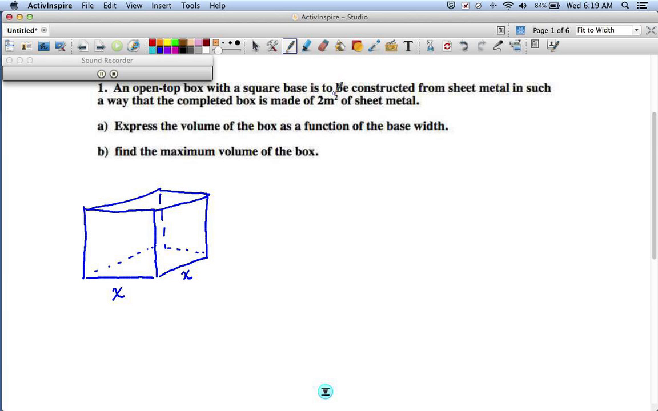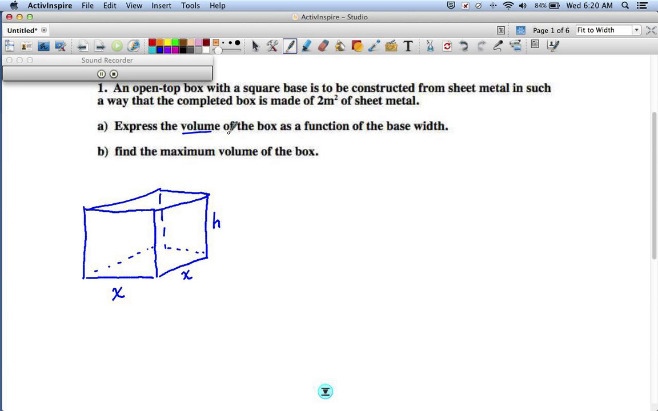And that sheet metal was 2 square meters. So the area of the rectangular sheet was 2 square meters, cut up into those 5 pieces, the 4 sides and the base. That area still needs to remain 2 square meters.